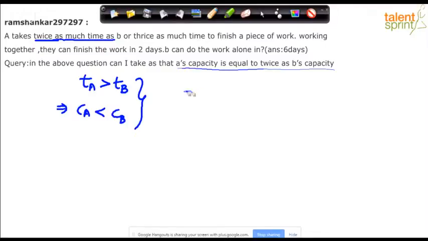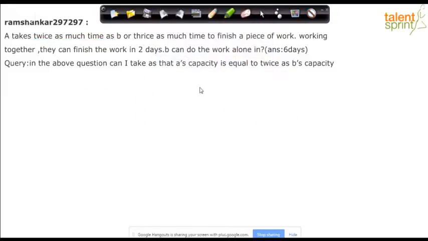So clearly, capacity of a person or efficiency of a person, whatever you call it, efficiency or capacity, is inversely proportional to the time required. So you cannot take A's capacity is equal to twice. A's capacity is half here. Why is it half? Because A takes twice the time. See, time taken is doubled, so capacity would be half. You're able to follow, Ram Shankar?